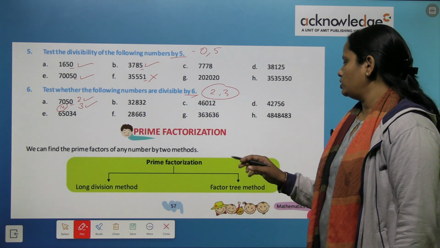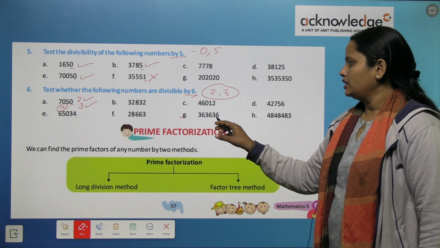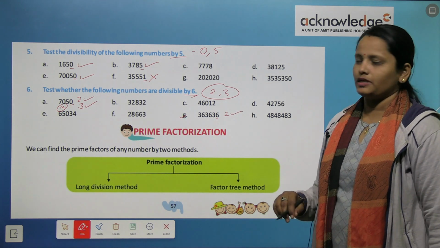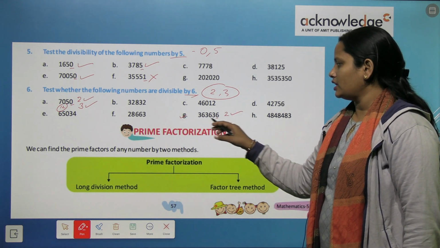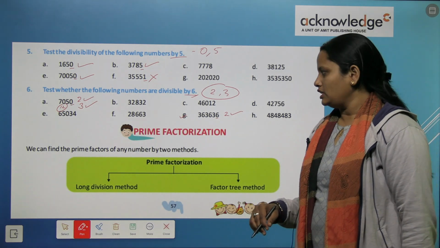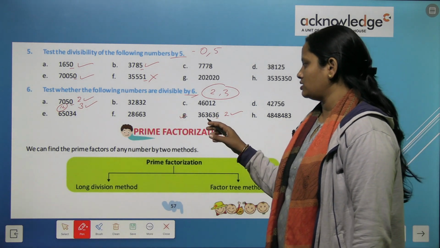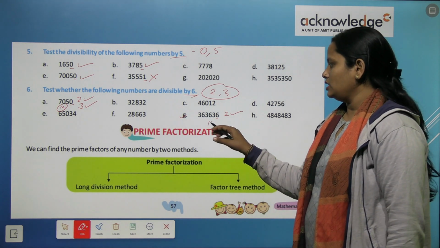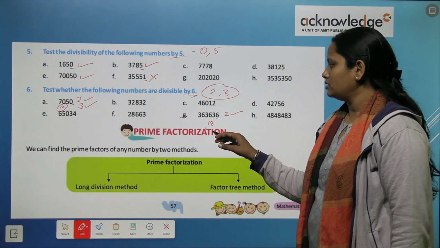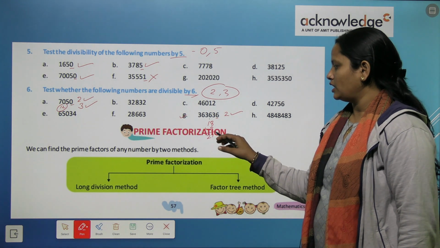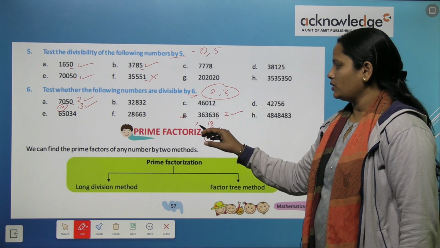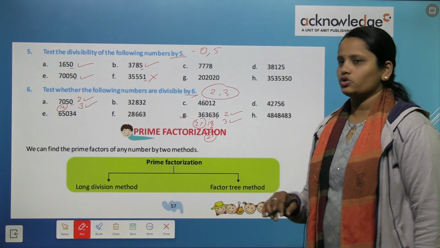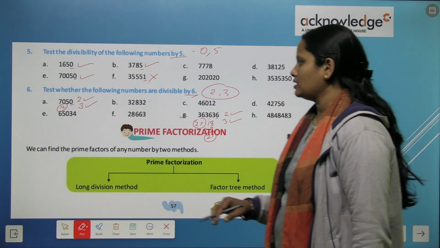Similarly, let's do this G part. Last number is 6 जो कि 2 की टेबल में आता है. So yes, it's divisible by 2. अब जो है सारे नंबर्स को ऐड करते हैं. 3 plus 6 plus 3 plus 6 plus 3 plus 6. So 18 plus 9. It's 27. तो क्या 27 आता है 3 की टेबल में? Yes. So this number is also divisible by 6.